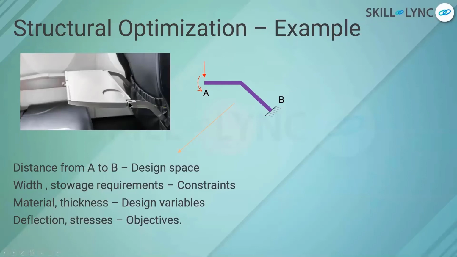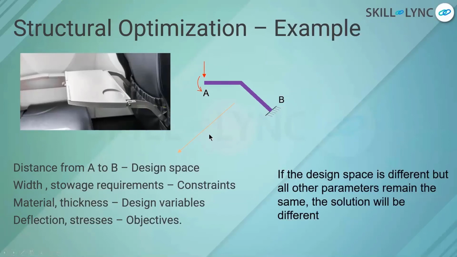And finally, what is the objective? My objective is that it should not be too flexible, so that when I, for example, put my hands on it, it should not deflect too much. And also the stresses on it should be low enough so that it has sufficient strength, both under static as well as fatigue loadings. So that is an example of the various terms required for structural optimization. What is a design space? What are the constraints? What are the variables? And what are the objectives?